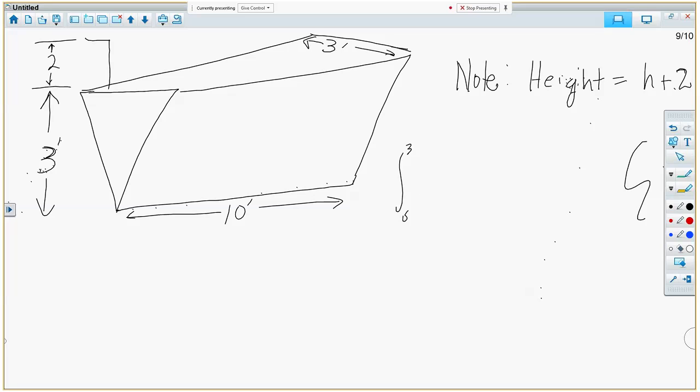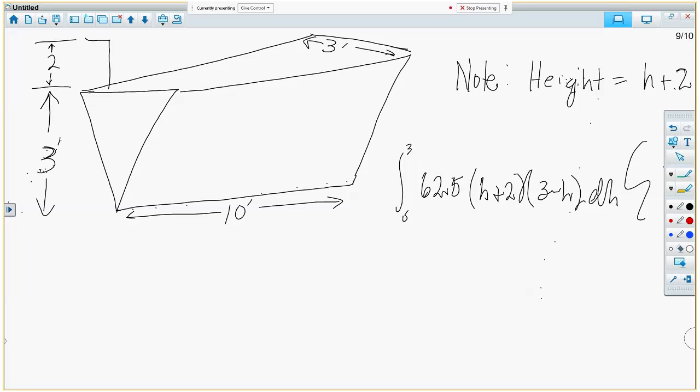62.5 times h plus 2 times 3 minus h dh. This thing's writing all kind of crazy. I ain't even gonna write that. Is that what we had?